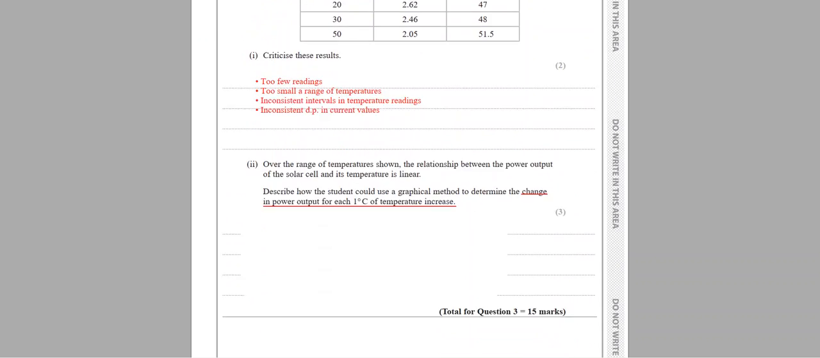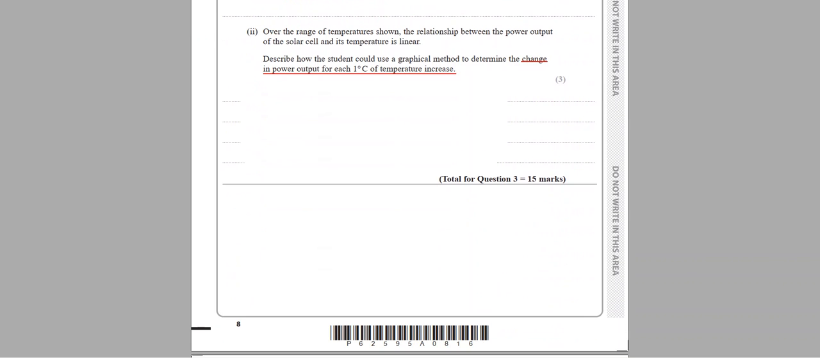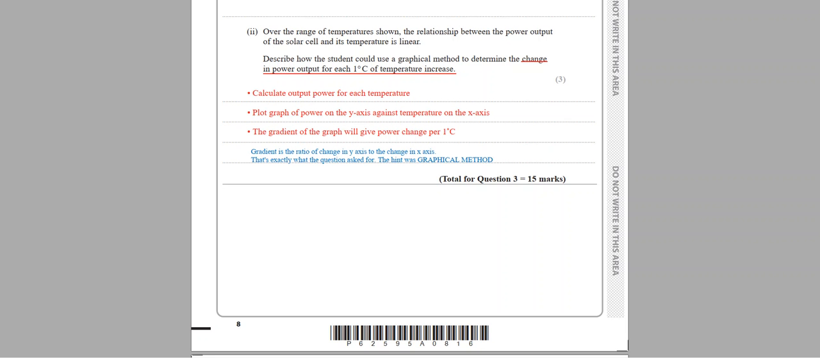Number 2. Over the range of temperatures shown, the relationship between the power output of the solar cell and its temperature is linear. Describe how the student could use a graphical method to determine the change in power for each 1 degree Celsius of temperature increase. This part might seem a bit tricky. Trust me, it's not. The gradient is the ratio of change in y-axis to the change in the x-axis. That's exactly what the question asked for. The hint was graphical method. So this is what you write for your answer.